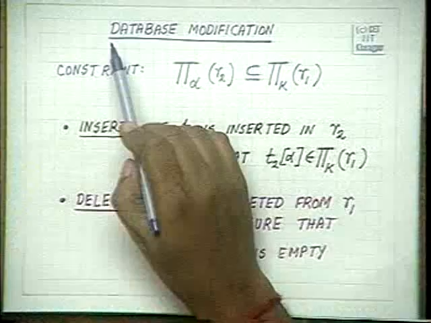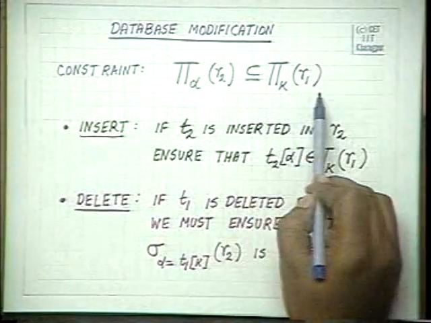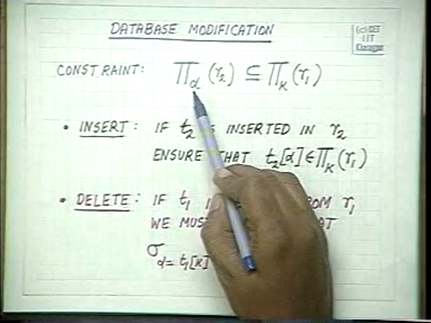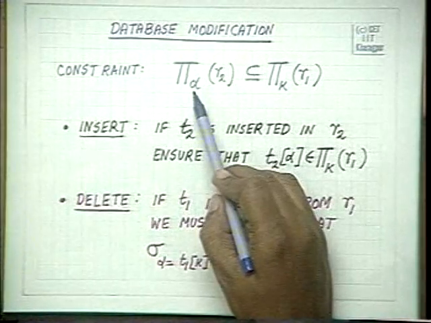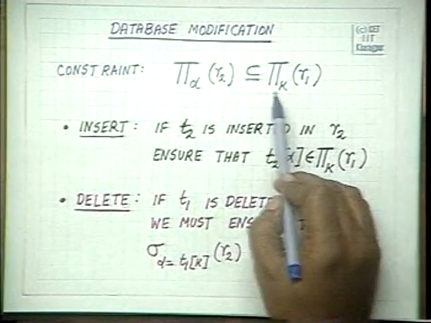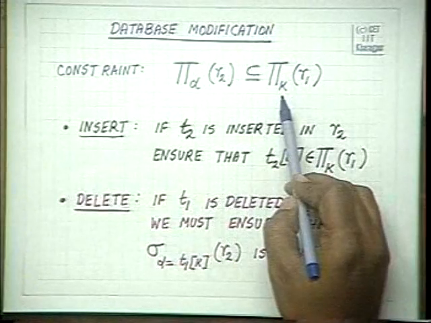Next, we will see what we do with this integrity constraint during database modification. Suppose you have the constraint like this. What does this mean? That alpha is a subset of the attributes of R2, and alpha is a foreign key referencing R1. That is, pi alpha of R2 is a subset of pi of the key attribute of R1.